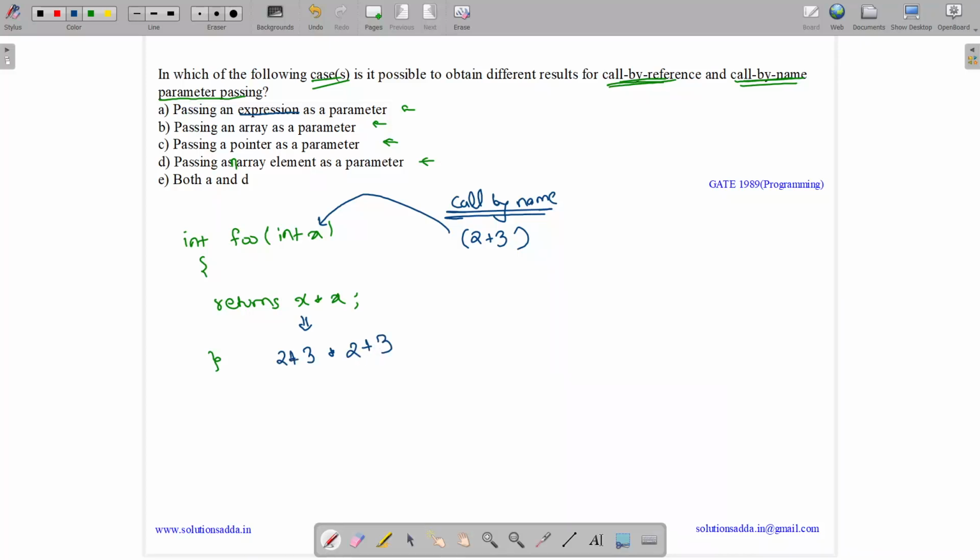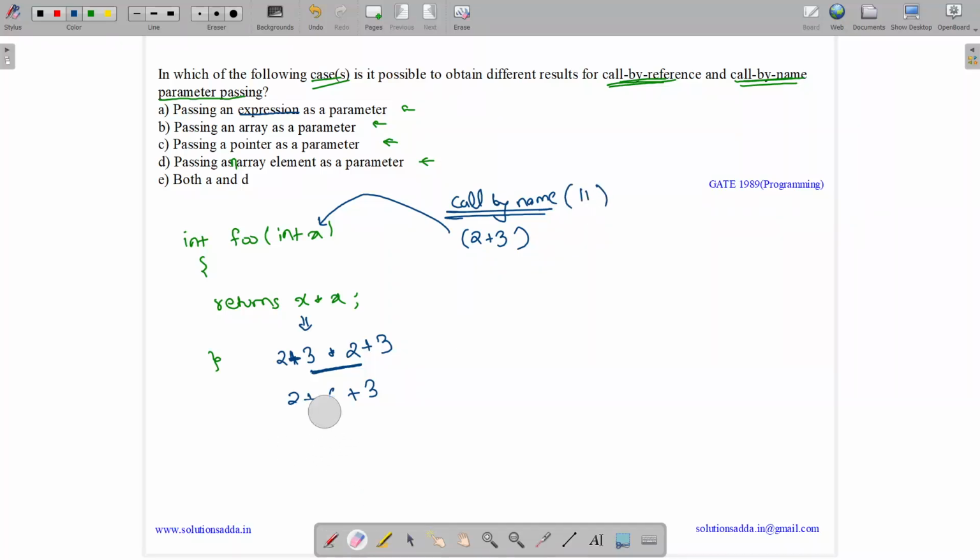So what will it return? We have to go by the precedence table, or we can also say by BODMAS. If we go by precedence, multiplication has higher precedence, so this will be evaluated first. So we will get 2 plus 3 into 2, 6, plus 3. We will get 11. So call by name will give output as 11.